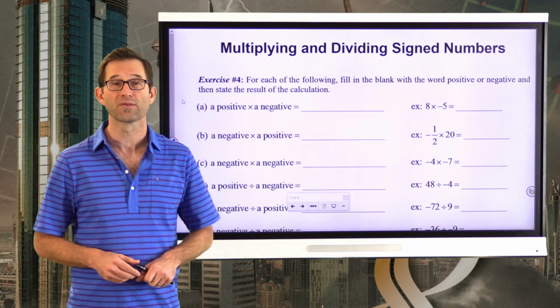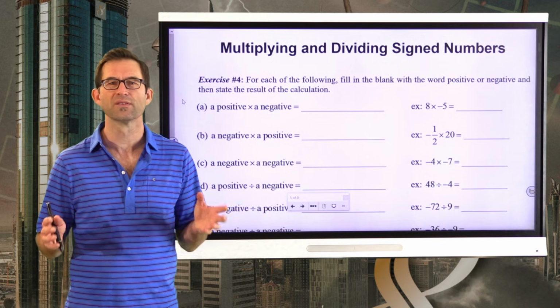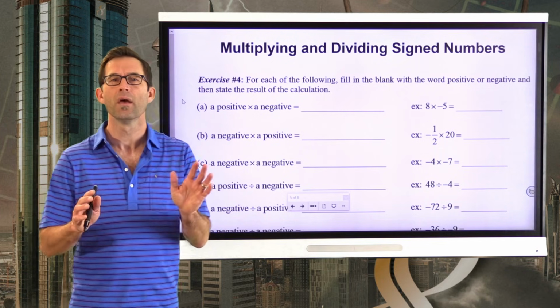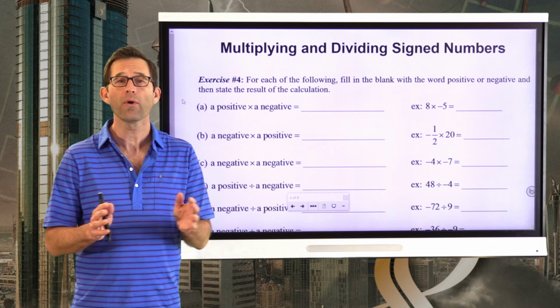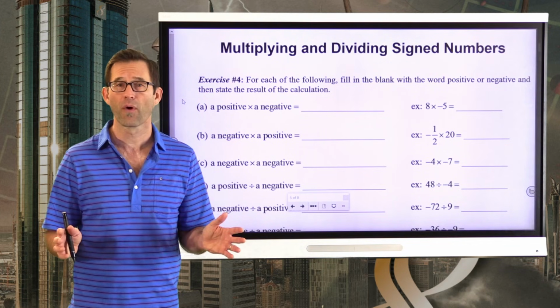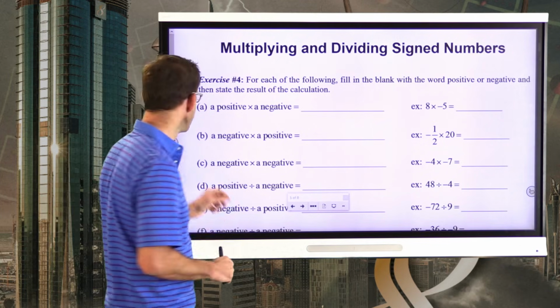So let's take a look at exercise number 4. For each of the following, fill in the blank with the word positive or negative, and then state the result of the calculation. So let's go through this together, because I think that this is really quite an important thing. You're going to be seeing multiplication and division of positive and negative numbers throughout your mathematics career, no matter how far you go in it. So let's go through each one of these together in turn.